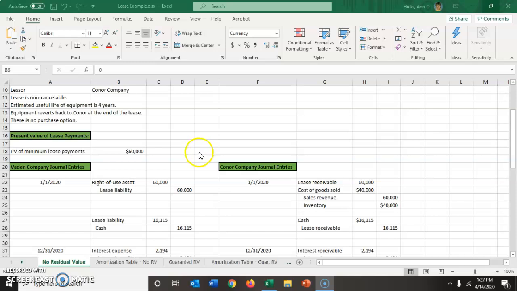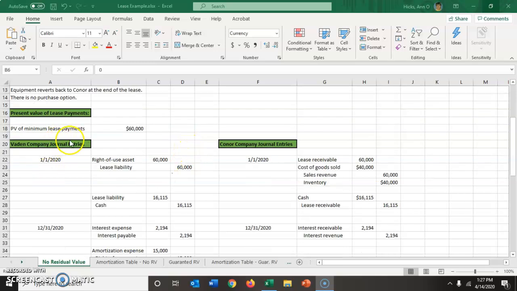So I have the journal entries for both Vaden, the lessee, and Connor, the lessor, and let's walk through them. Let's start with Vaden. On January 1, 2020, which is the inception of the lease, Vaden will debit right of use asset for the $60,000 present value of minimum lease payments and credit lease liability for the same.